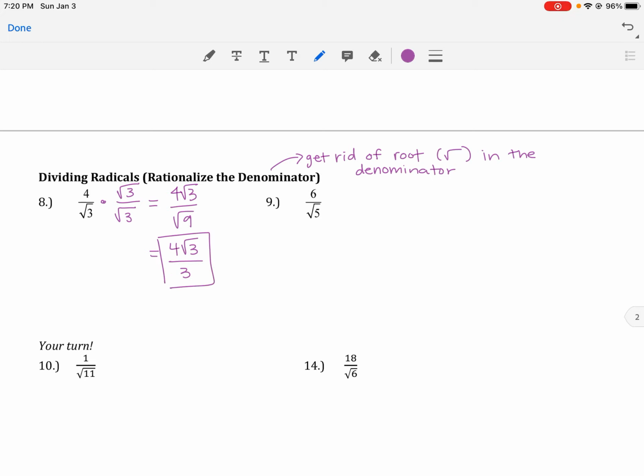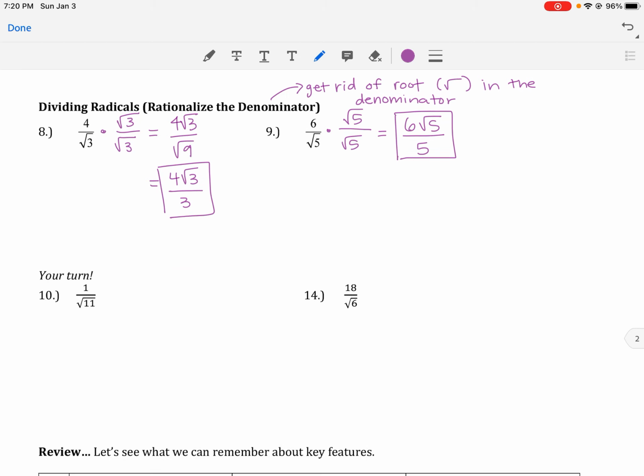So notice that pattern kind of keeps consistent. At the bottom, the square root should disappear. So here we've got a square root of 5 on the bottom, so we're going to multiply both the top and bottom by the square root of 5. So on the top we get 6 square roots of 5, and on the bottom we just get 5.